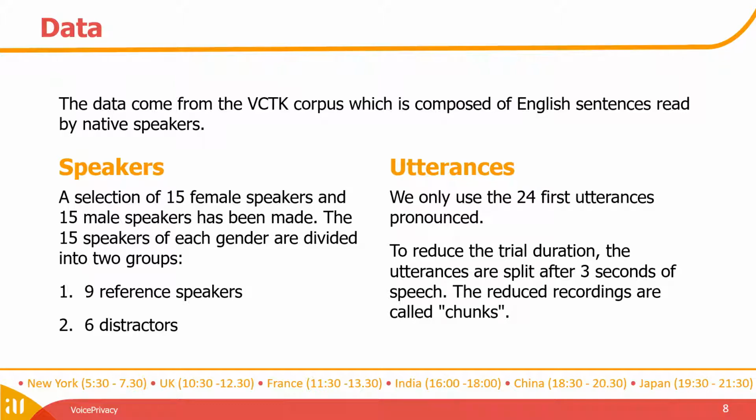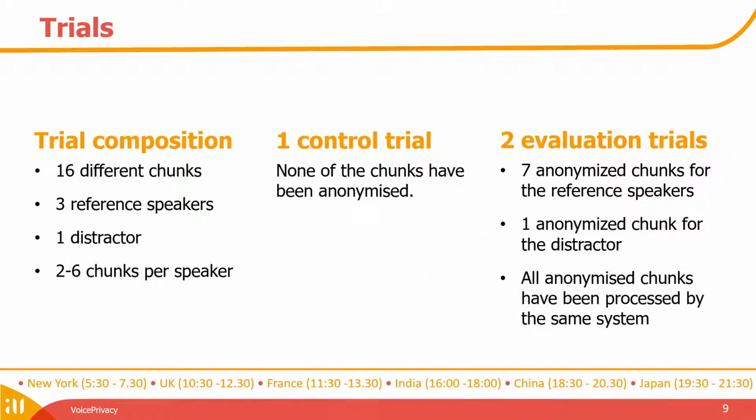15 female and 15 male speakers were selected and divided into reference and distractor groups. 24 utterances were selected and reduced to a maximum duration of 3 seconds. The reduced recordings are called chunks. A session is composed of 3 trials. Each trial is composed of 16 different chunks distributed between 3 reference speakers at the rate of 2 to 6 chunks per speaker and 1 for the distractor.